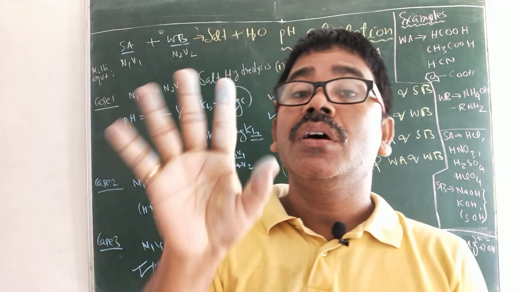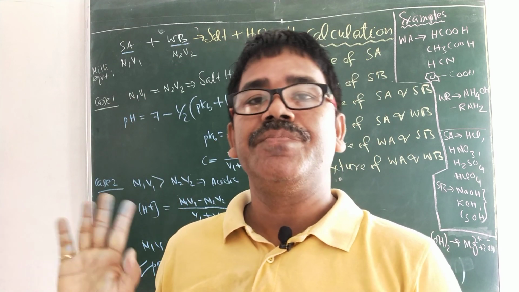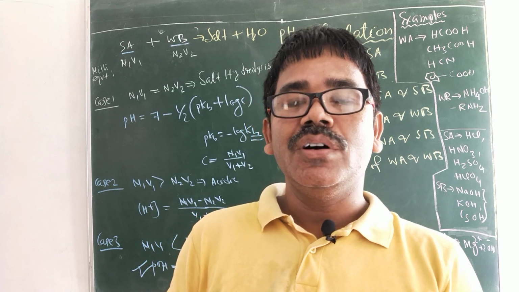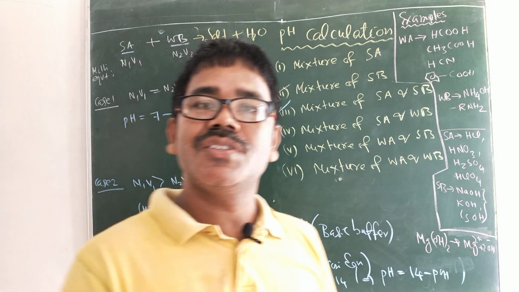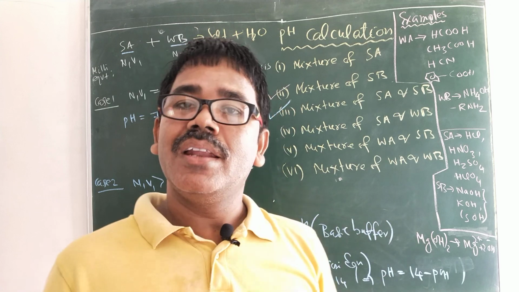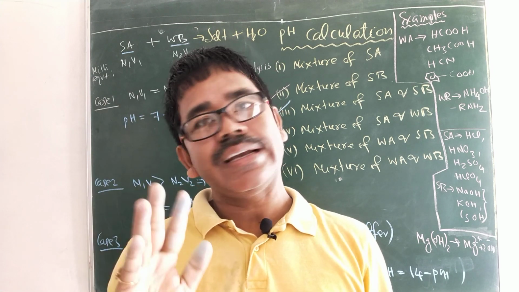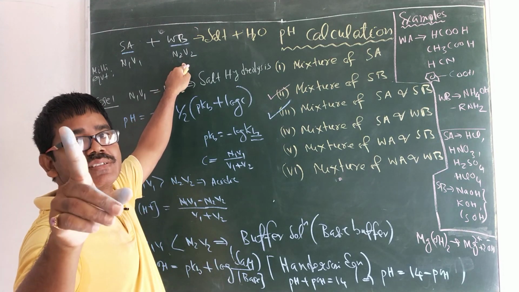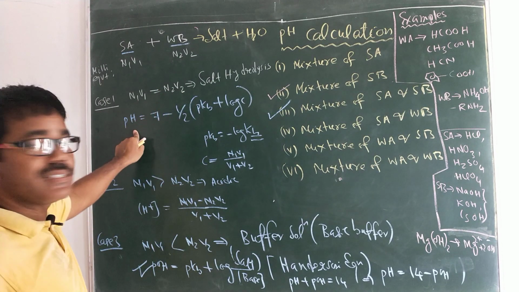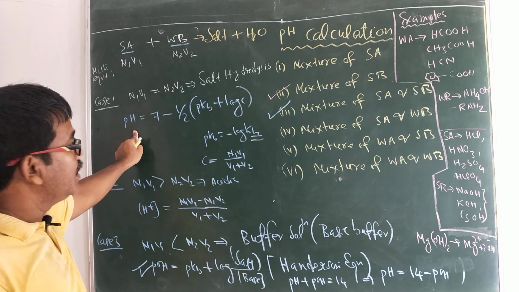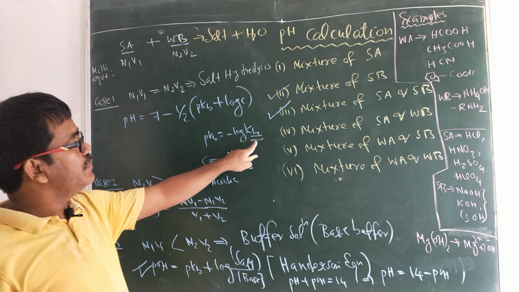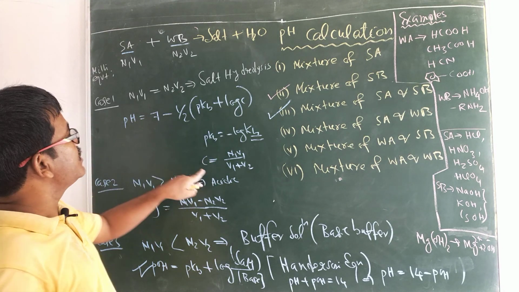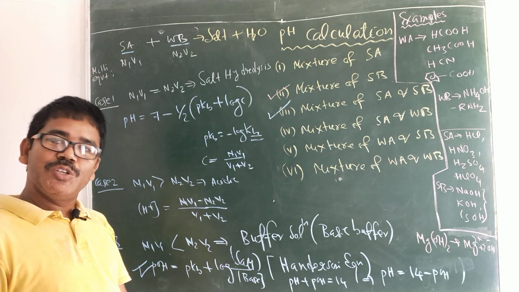If the milliequivalents of acid and base are the same, it goes for salt hydrolysis: cationic hydrolysis, anionic hydrolysis, and cation-anion both hydrolysis. We know the case. In this case, what will be there? Anionic hydrolysis, for which the pH is 7 minus half pKb plus log C. The value of Kb or pKb will be given. C is the salt concentration. That salt concentration is nothing but N1V1 by V1 plus V2.